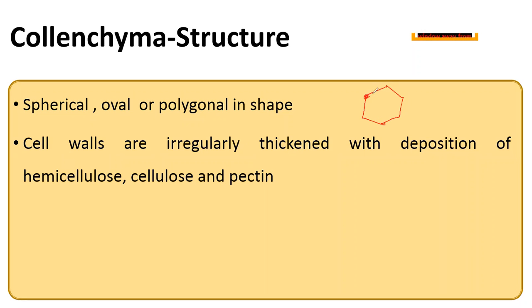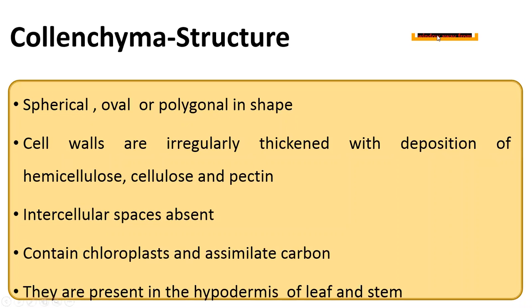Okay, it could be in the angles here, or it could be along two sides, or it could be between two cells. So accordingly only we classify the Collenchyma cells. So again, the cell wall of Collenchyma shows irregular thickening and it is made up of cellulose, hemicellulose and pectin. Okay, next. Intercellular spaces are absent. That is one of the important features of it. Next. They contain chloroplast, so they show photosynthesis also.